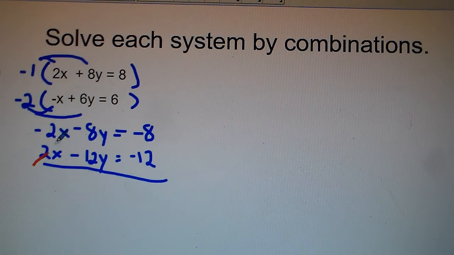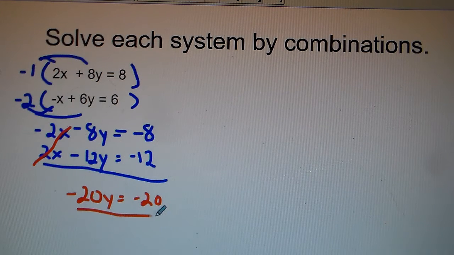Negative 2x and positive 2x, they cancel each other out. So we get negative 20y equals negative 20. Divide both sides by negative 20, and you get y equals positive 1.